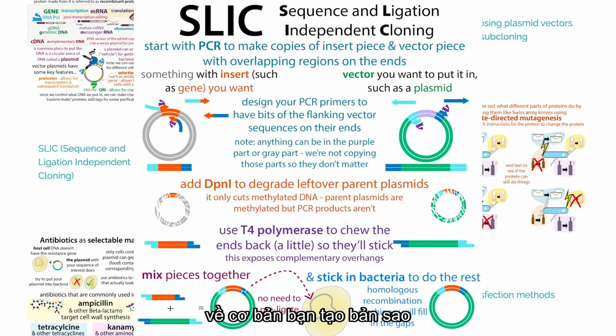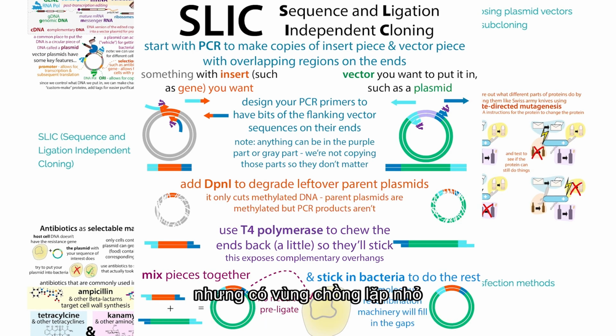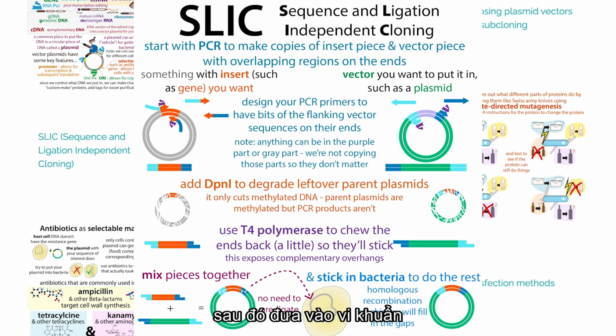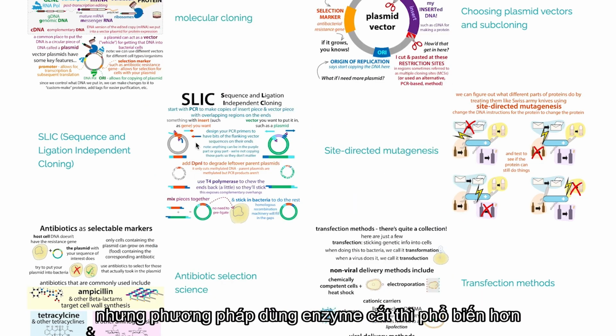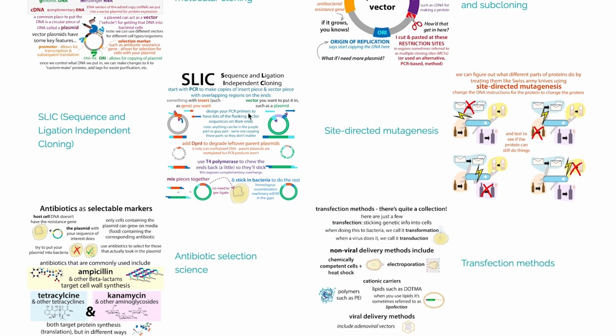With SLIC, basically what you're doing is you're making copies, and you're chewing back the ends a little to make ends that aren't sticky for one another, but they have a little bit of overlap. And then you put it in bacteria, and the bacteria is actually going to do the stitching for you. So I really like SLIC, and I have a post on it. But the restriction enzyme is more common, and I have posts on that as well.